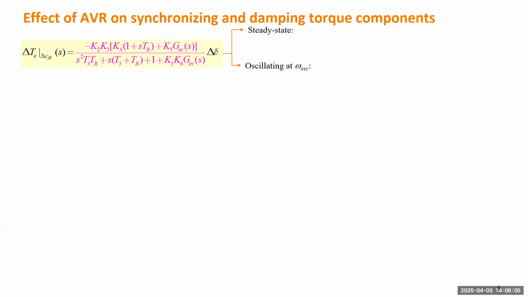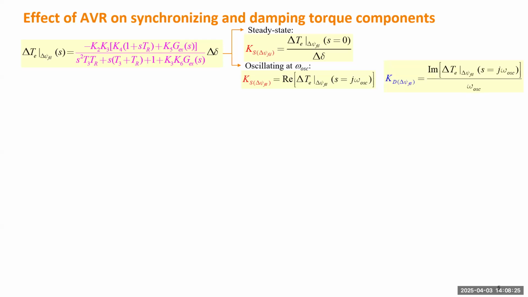So this is very critical. We understand that under static condition, S equals 0, so we plug in 0, and we have the synchronizing torque. Because at the static condition, there's no oscillation, we don't worry about damping. But if the system is oscillating at this frequency, we need to plug in j omega oscillating. The real part will be the synchronizing torque. The imaginary part, after some correction, will give the damping torque.